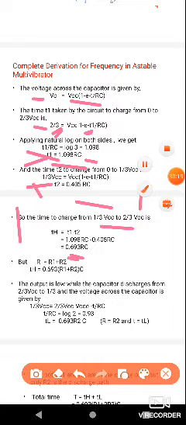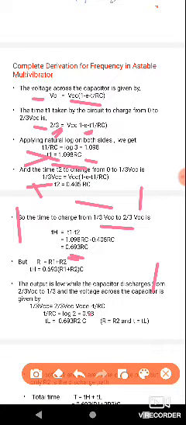The capacitor will be discharging from 2 by 3 Vcc to 1 by 3 Vcc. The capacitor value is 1 by 3 Vcc is equal to 2 by 3 Vcc into e power minus t by RC. At the same time, we apply the natural logarithm, so the logarithm and exponential are cancelled. T by RC is equal to log 2, and the log 2 value is 0.693.